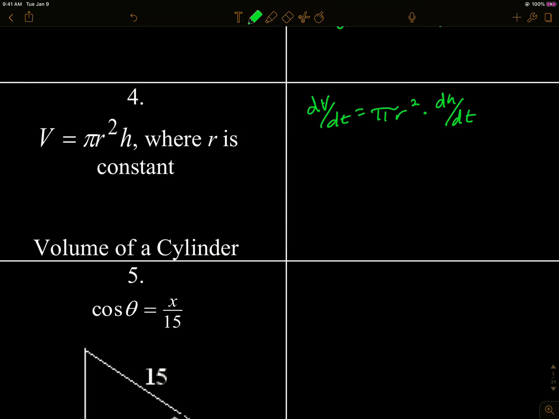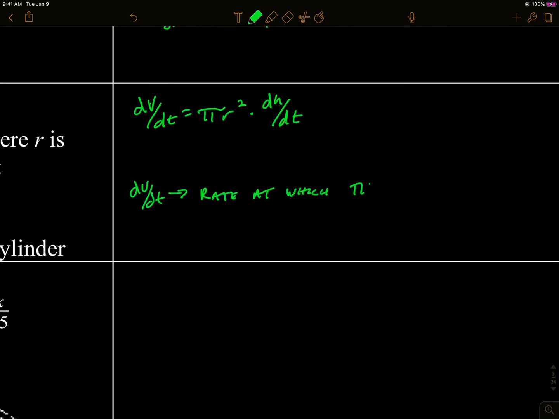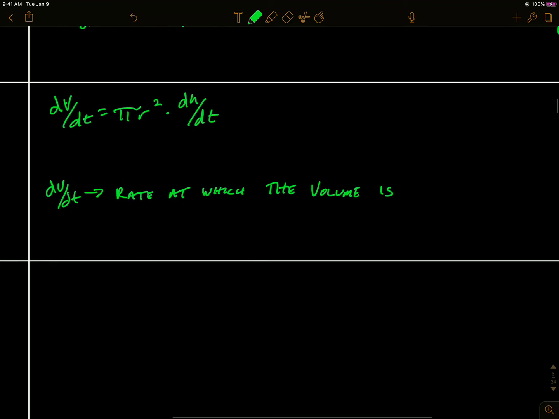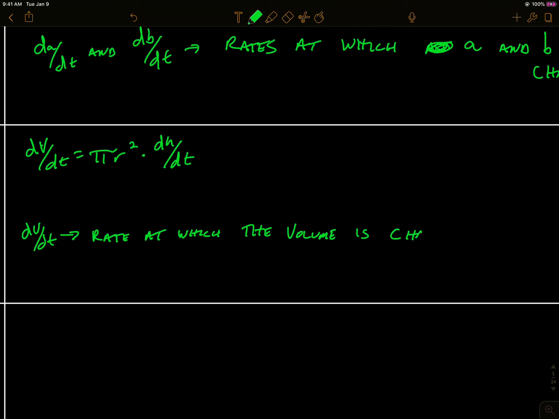So we're going to say dV dt is the rate at which the volume is changing. dH dt is the rate at which the height is changing.